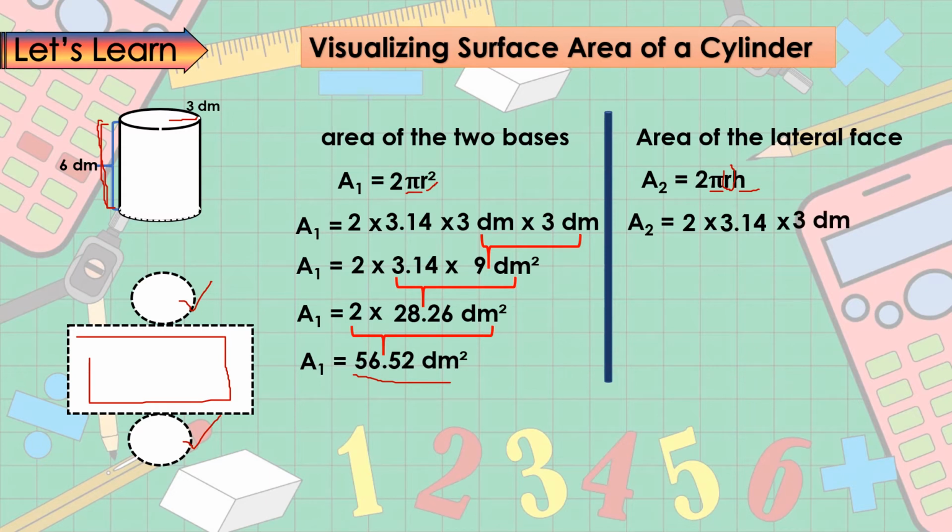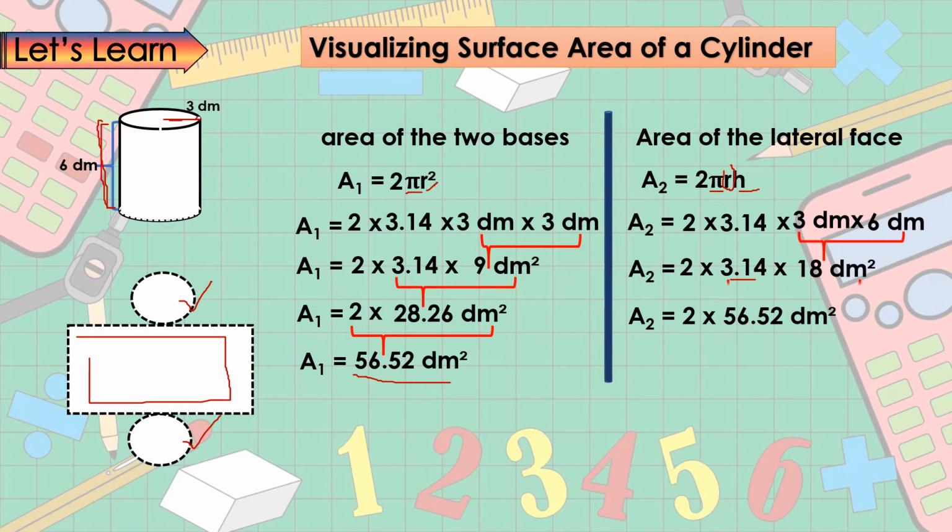times what is our r again. So we have the radius of 3 decimeters, and then the height, which is 6 decimeters. So we are going to start multiplying your 3 decimeters and 6 decimeters. So we have 18 decimeters squared. And then we are going to multiply the constant value of pi, which is 3.14. So 3.14 times 18 decimeters squared is 56.52 decimeters squared.